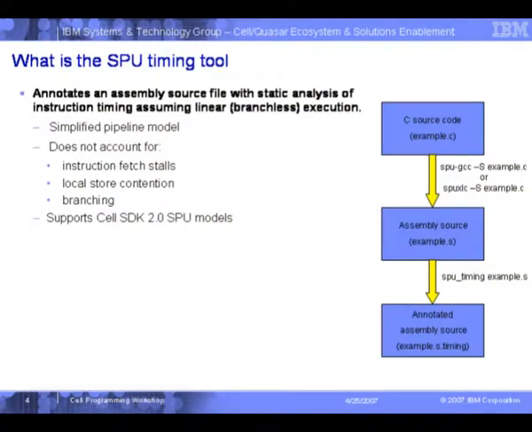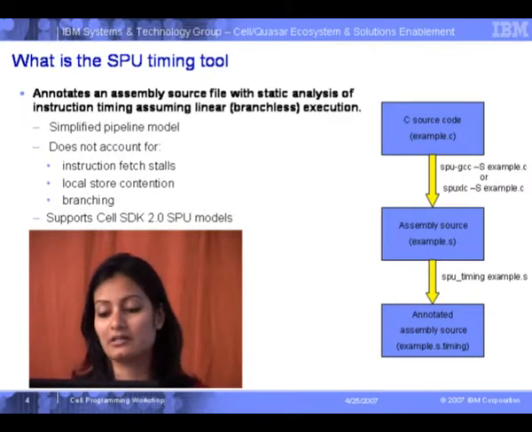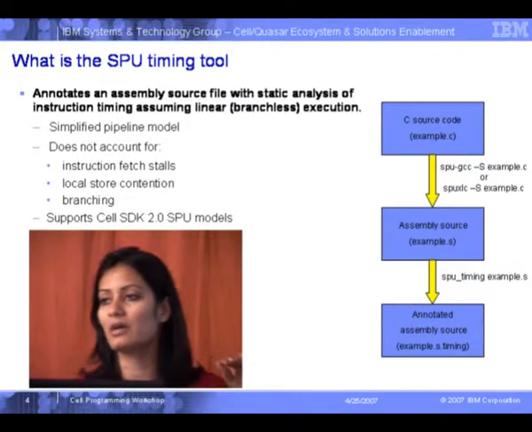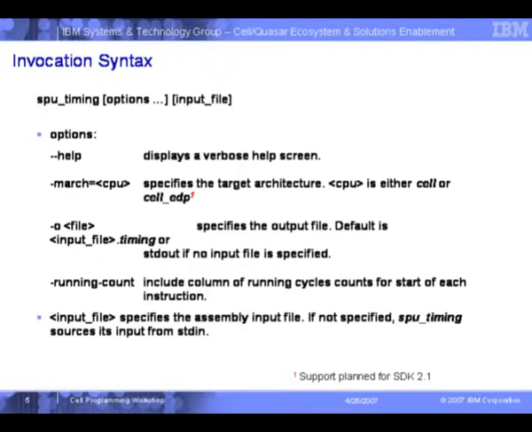So this is how it's done. Take a simple source code, example.c, produce the assembly file, and then produce the annotated assembly source in your current working directory. When you run the command with the timing tool, there will be a .s.timing file. If it's example.c, there will be an example.s.timing file in the current working directory.